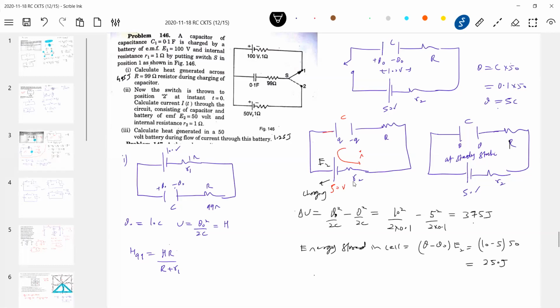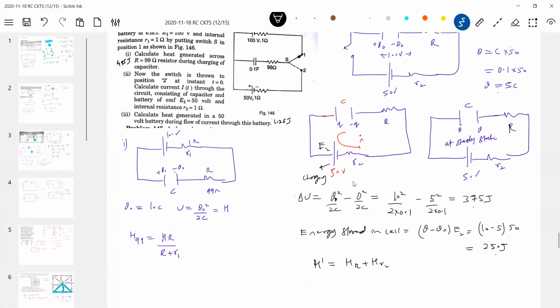So the heat generated in the second process, we took here, I'll write H dash. This H dash should be equal to HR plus HR2. How to calculate H dash? The difference of this delta U minus the energy stored in the cell. So the difference of that will be H dash here. So H dash will be 375, which is equal to HR plus HR2.